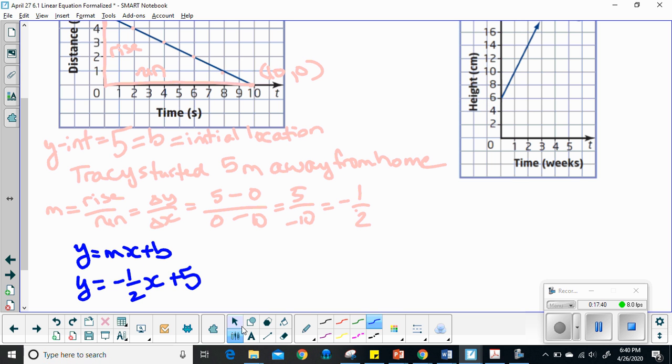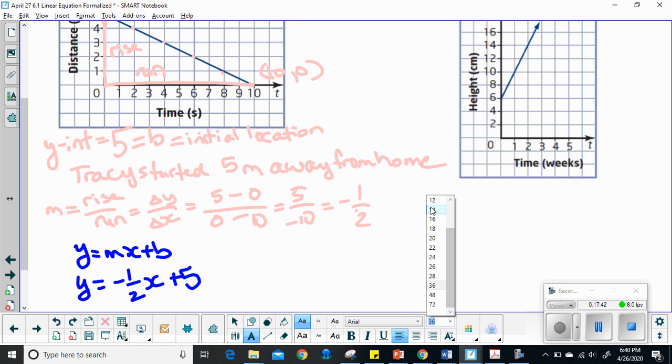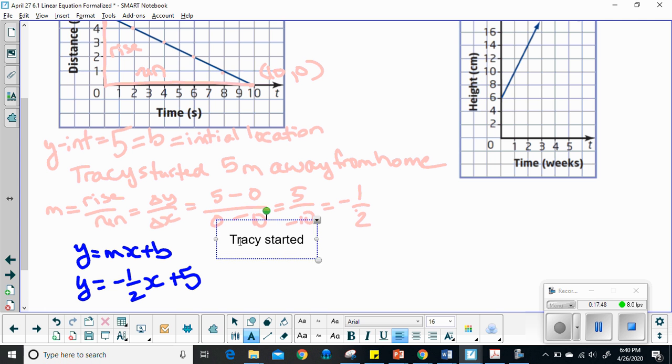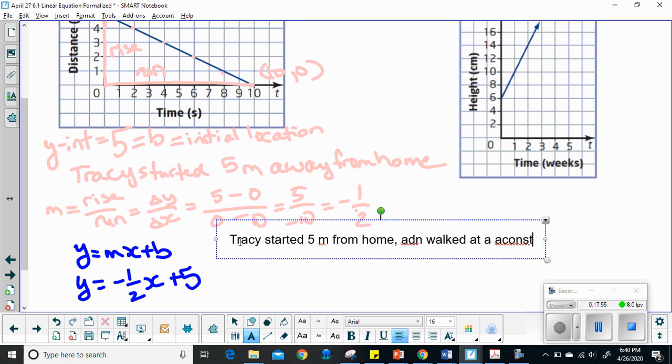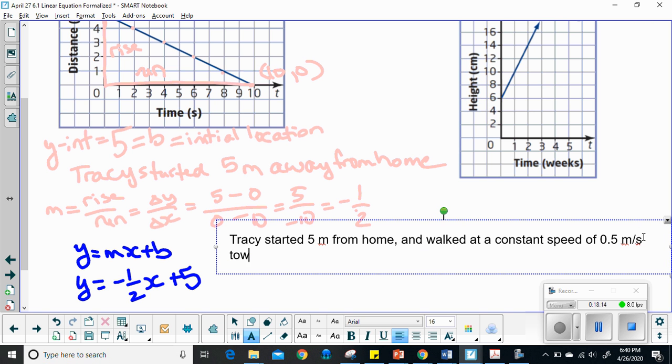And let's finish off our interpretation. So what did we start with? We said Tracy started 5 meters from home and walked at a constant speed of 0.5 meters per second, or 1/2, either one. And then to deal with the direction, I would say towards home, and that takes care of my negative.